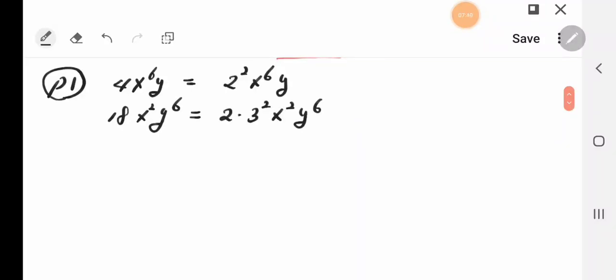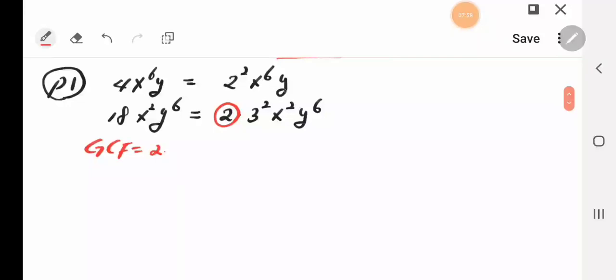And then the rest are the same. So from this, we can find the GCF. The GCF will be the product of all the common factors. So we have 2 squared and 2. Then 2 is smaller than 2 squared, so we select 2. And then 3 is not a common factor, so leave it.